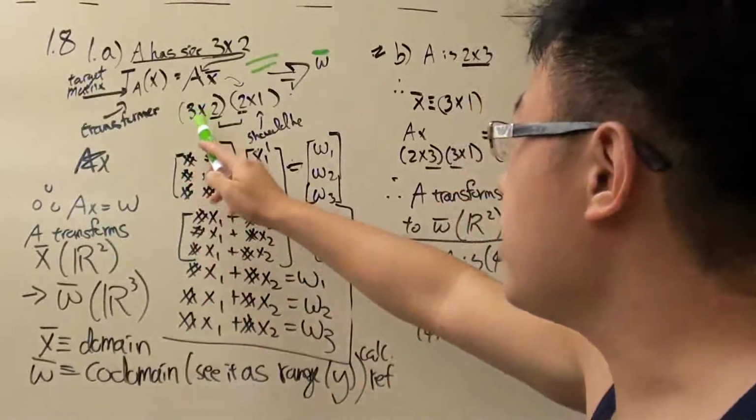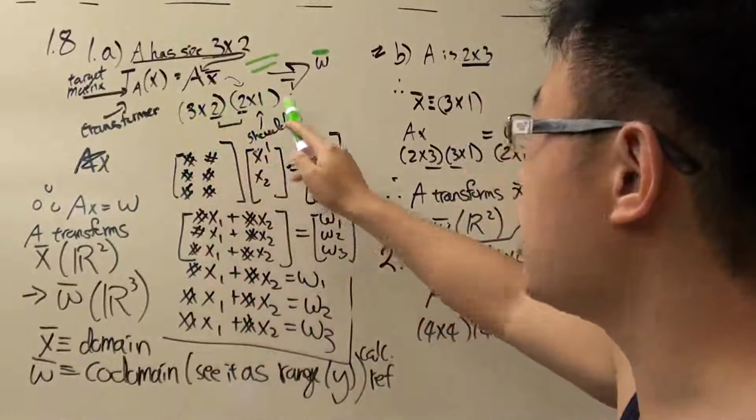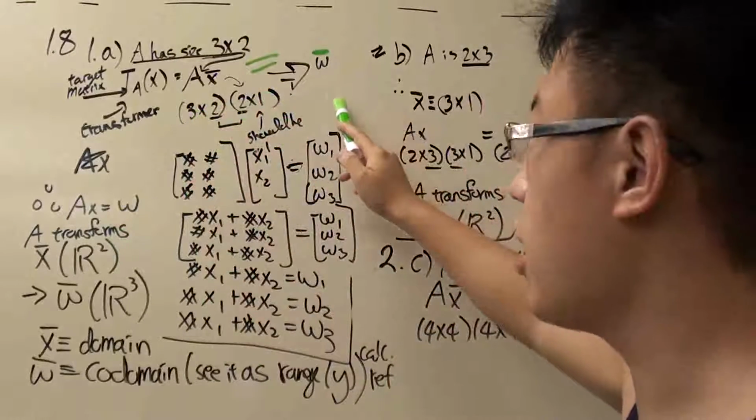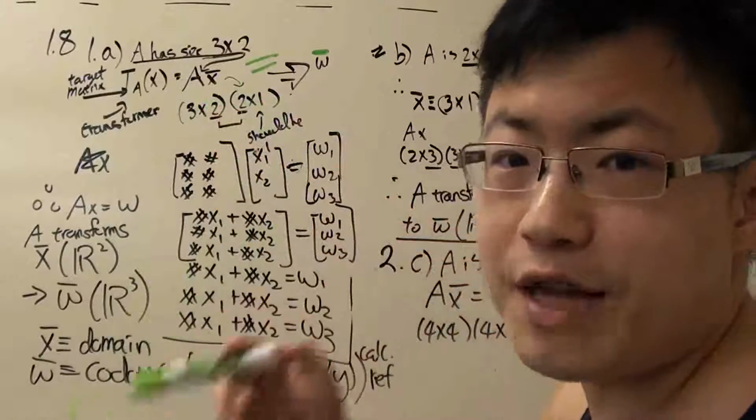But yeah, so in order for cocoa powder to turn into the chocolate bar, you have to have a machine that's compatible.